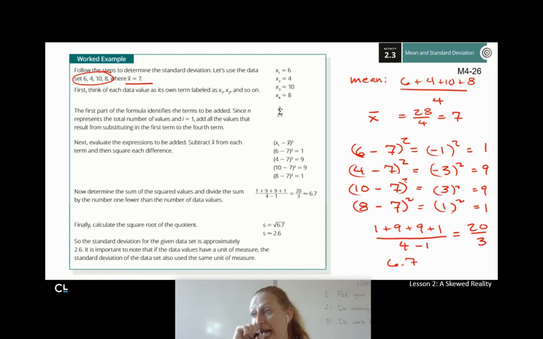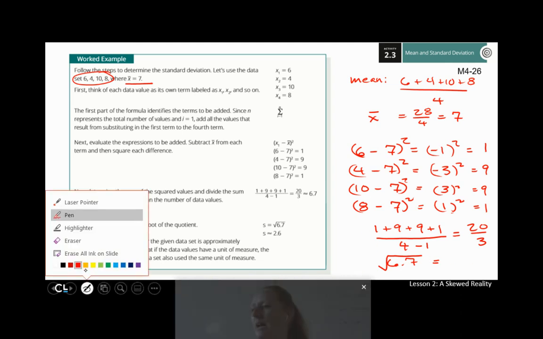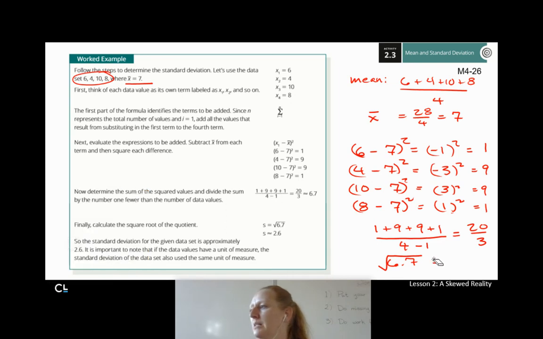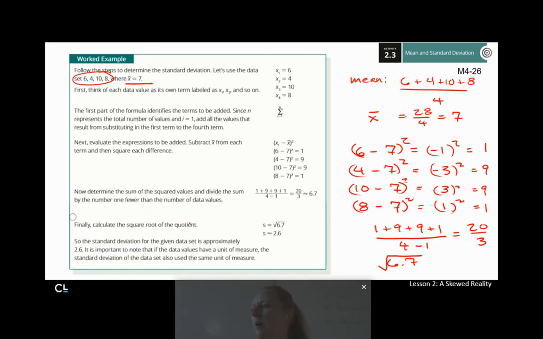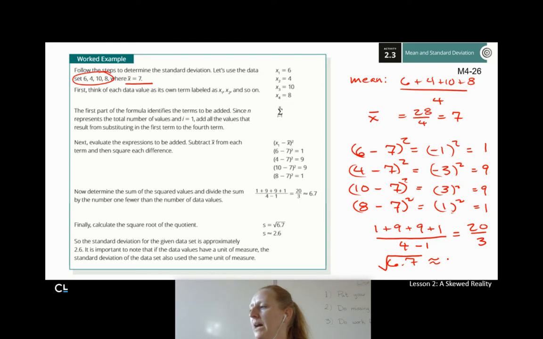Now there's one last step. The last step is we're going to do the square root. So if we do the square root of this lovely number, which I still have in my calculator, I'm going to hit my square root button. We usually just go to 1 decimal place, so we're approximating, rounding. Because I got like 2.5819, we're just going to say it's about 2.6.